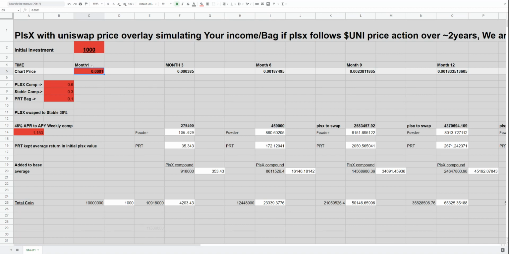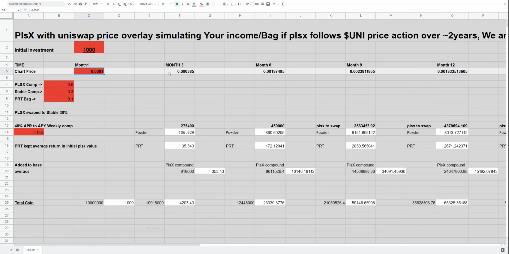Month 1, we're starting at sacrifice price, no bonuses, of 0.301. So from month 1 to month 3, we put away $106 of dry powder. We brought in $35 of our third-party moonbag coin. PLSX compounding, we're recompounding 918,000 coins. It's about $353.